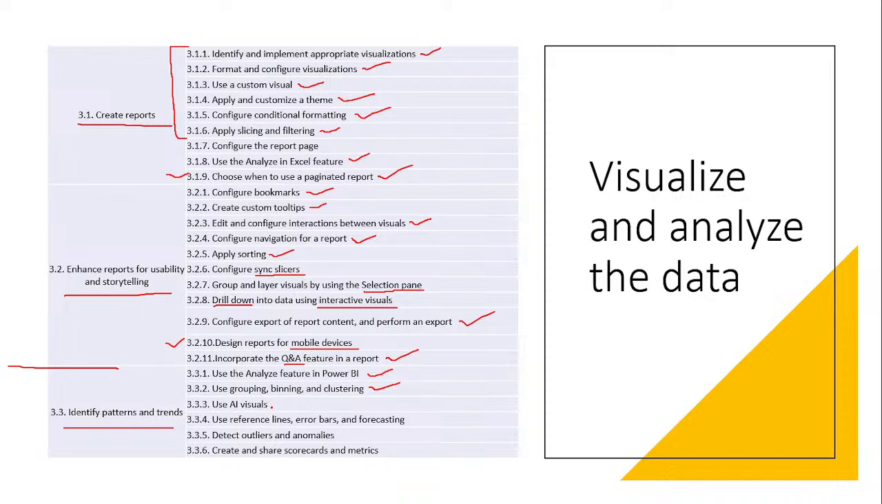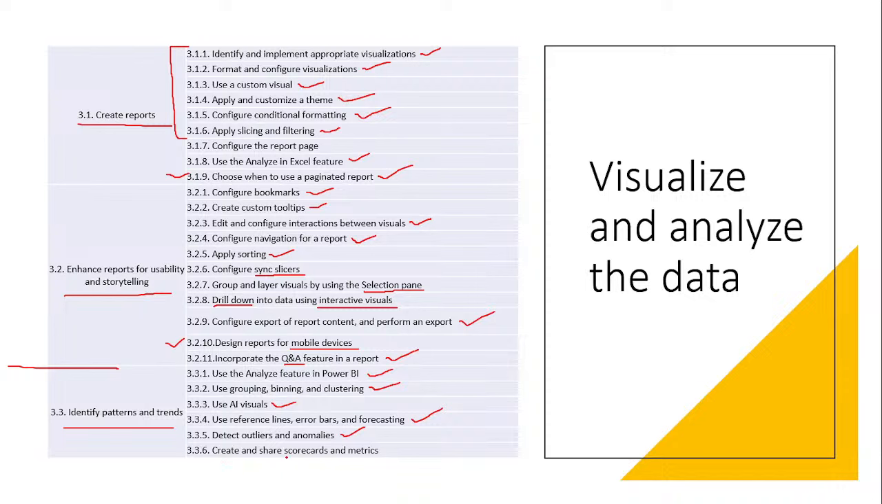Power BI has its own AI visuals available. How to use that? How to identify the different things in it. Then how to use the reference lines, error bars, and forecasting features in Power BI. Detecting the outliers and anomalies. That is very much required, that you have to remove those outliers and anomalies.